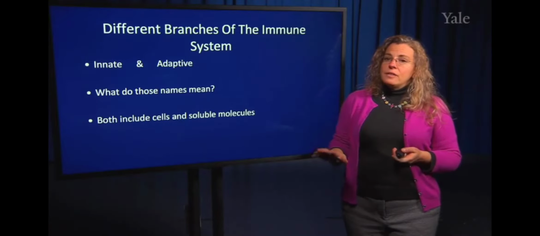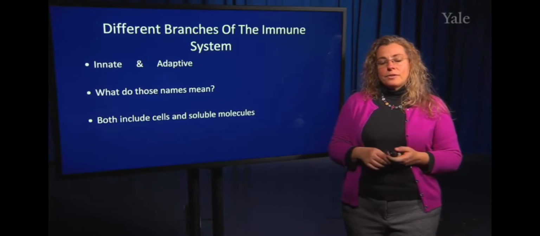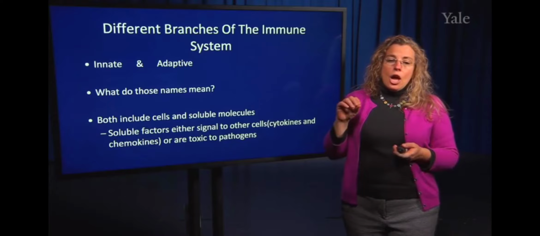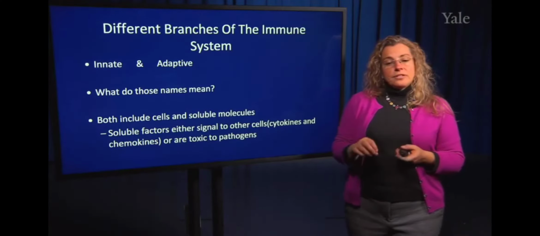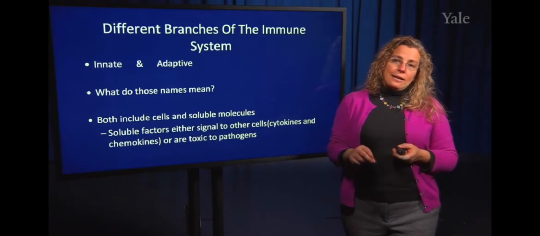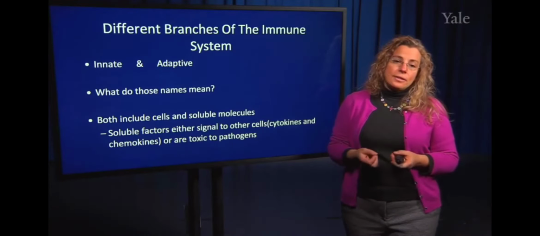Both of these include many different cell types, which you'll learn about throughout the lecture series, and soluble molecules. And most soluble molecules evolved in the immune system are cytokines and chemokines. Cytokines tell cells what to do. Chemokines tell cells where to go.